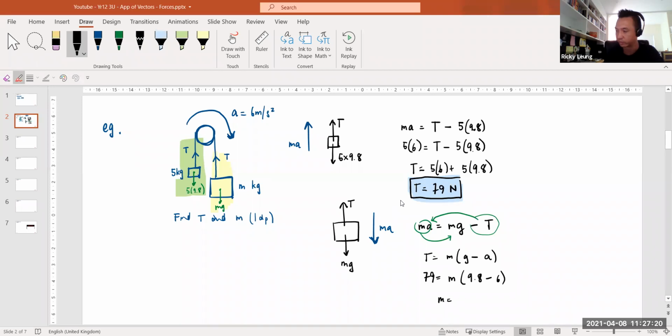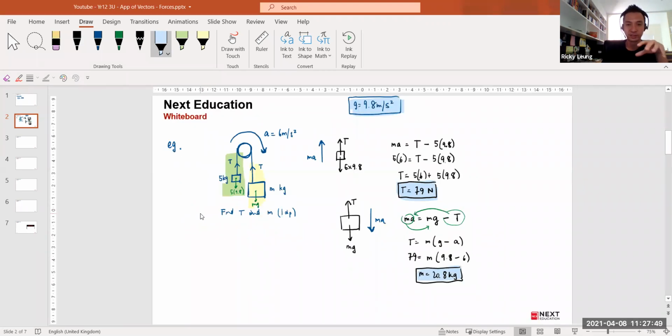If you did 79 divided by 3.8, let me just quickly whip that up into the calculator. Divide by 3.8, should get 20.8 kilograms. You guys get 20.8? So very much a heavier weight on that side to cause that level of acceleration. So that's resolving forces to find the variables of tension and mass that I want. Hopefully that's okay. That's our first illustrative example.